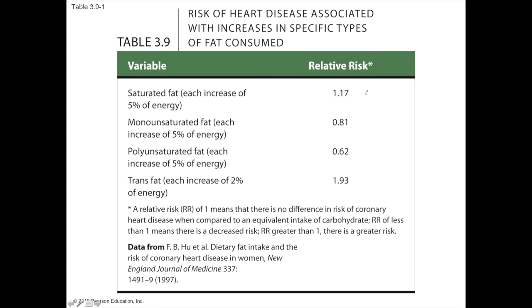Saturated fats increase their risk of heart disease by 17%. Consuming monounsaturated fats decreased their risk by 19%. And polyunsaturated decreased their risk by 38%. By consuming trans fat, they increase their risk of heart disease by 93%. That is substantial.